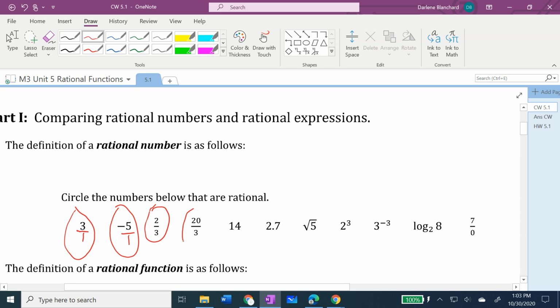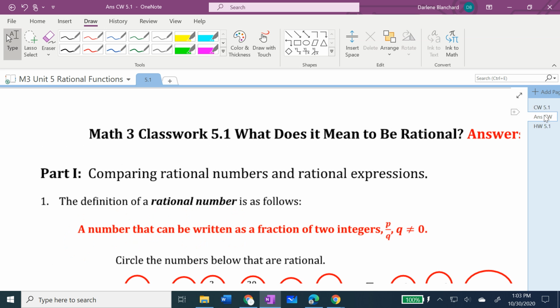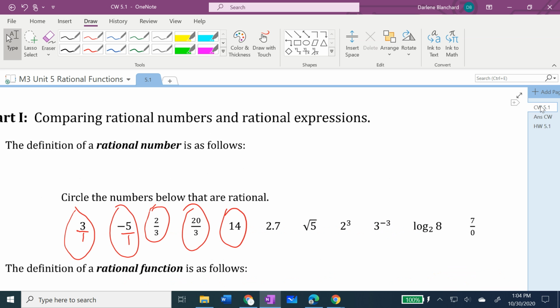Can you see that 20/3 is rational? What about 14? Now, this might trick you, the next one. What about 2.7? Right now it doesn't look it, but let me go back to the definition. It's a number that can be written as a fraction of 2 integers. Not that it is necessarily already written that way, but that it can be written.